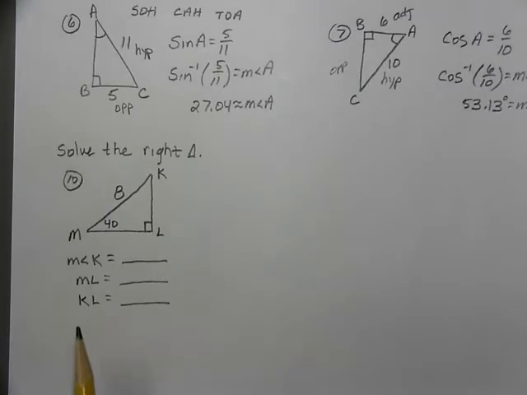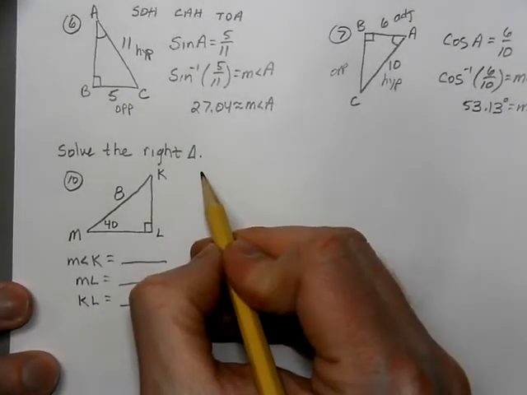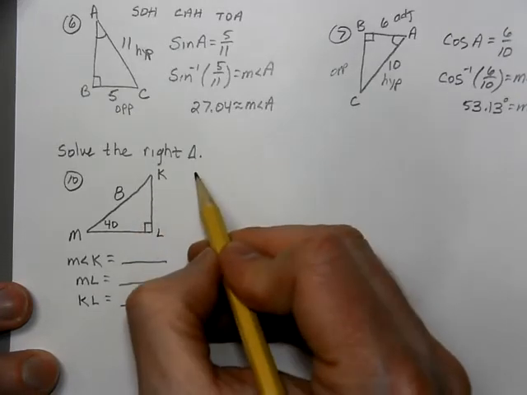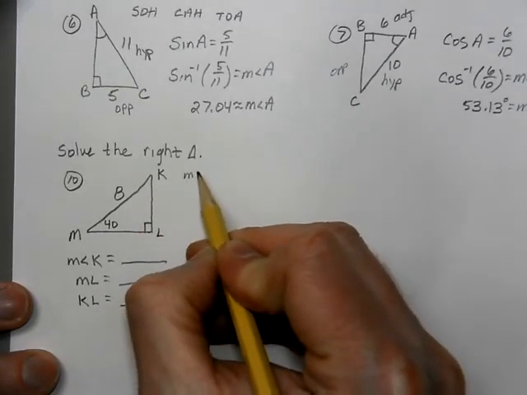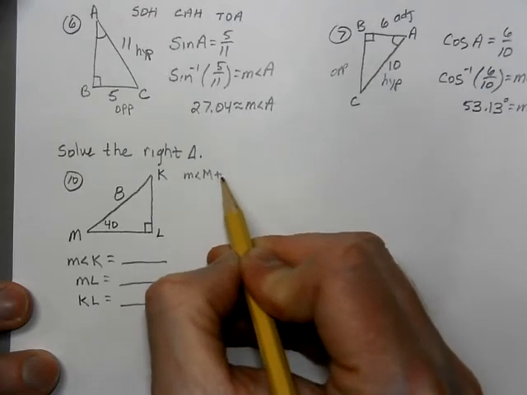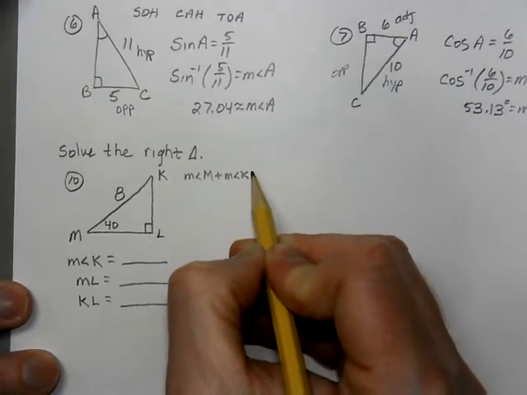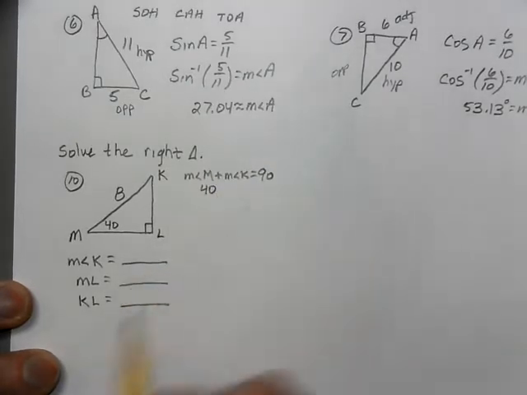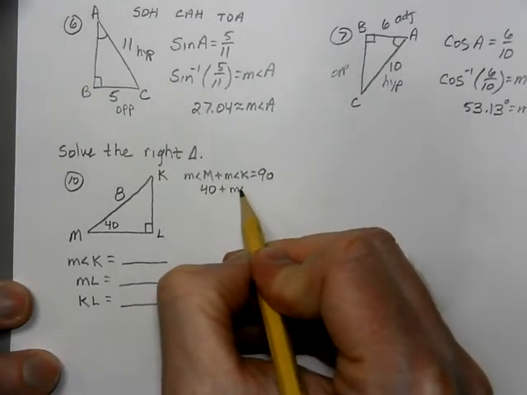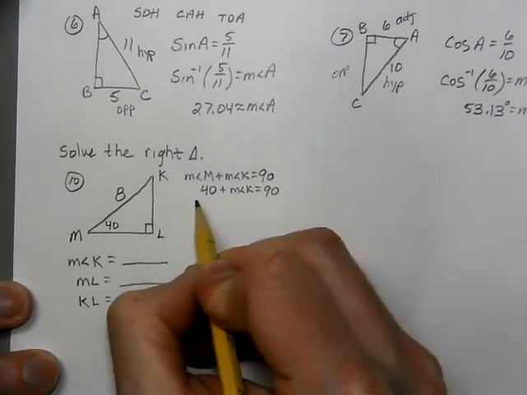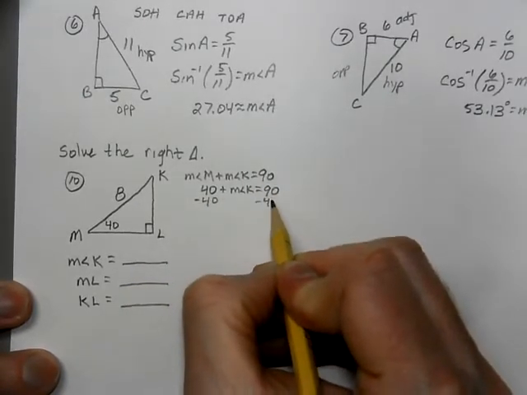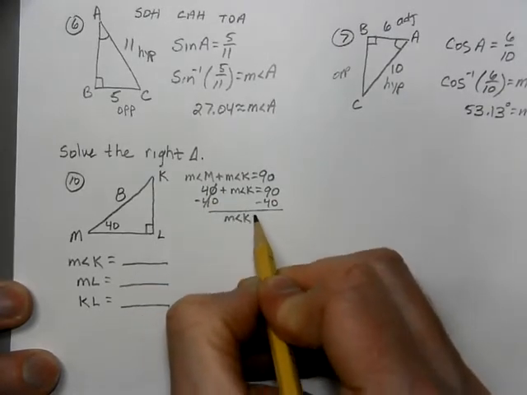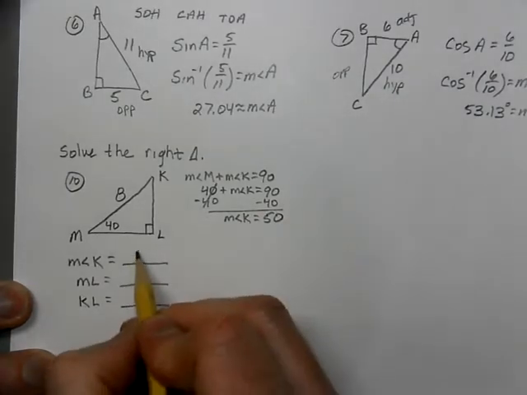So to figure out the measure of angle K, we can say that the acute angles of every right triangle are complementary. So we know that the measurement of angle M plus the measurement of angle K has to add up to 90 degrees. So M is 40. So if we subtract the 40 to the other side, we know that the measure of angle K has to be 50 degrees.